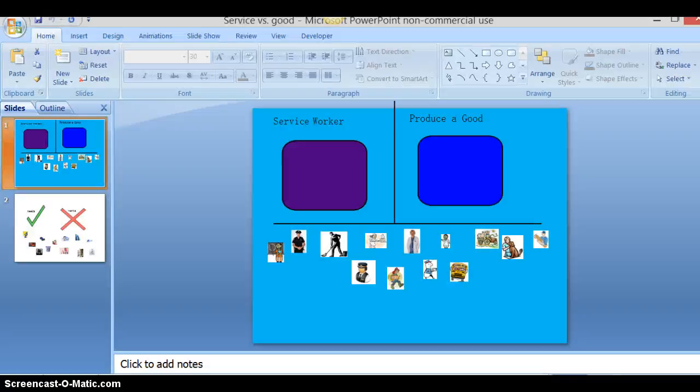To assess student learning of whether their community helper produced a good or provided a service, I had them sort community helpers on an interactive smartboard activity. If their community helper provided a service, then it would go into the purple square and disappear. If they chose wrong, it would pop back out.